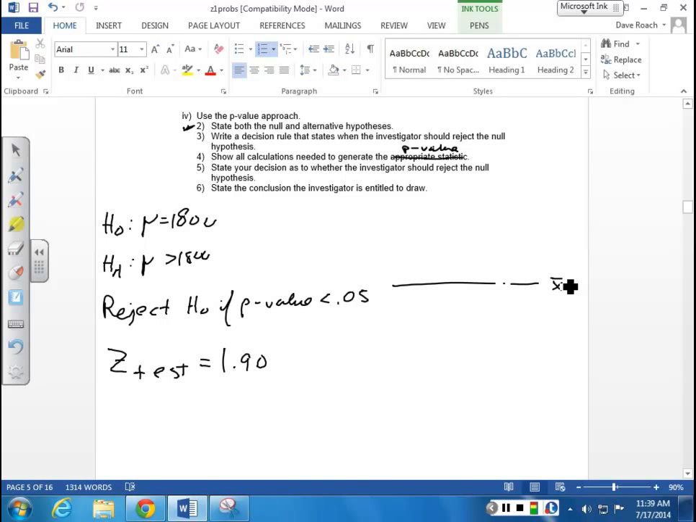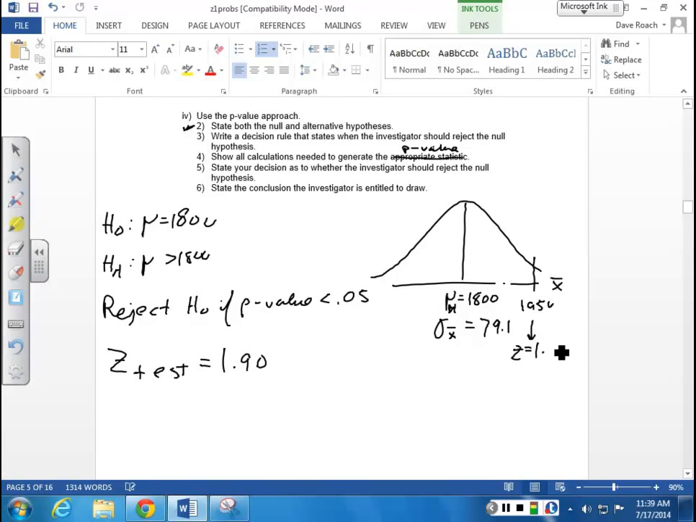Again, make sure you label the axes on these. That's still mu H. And the value that we observed, the x bar of 1950, what we know about that value is that z is equal to 1.90. The area in the curve here is the p-value. It's just what's left in the tail, in the direction of your alternative or research hypothesis.